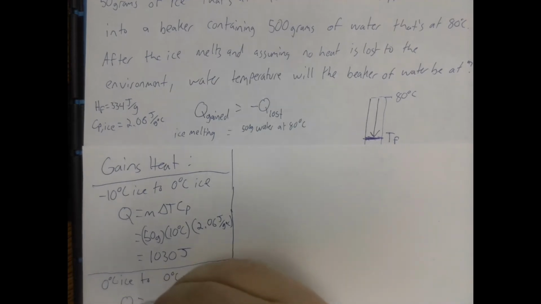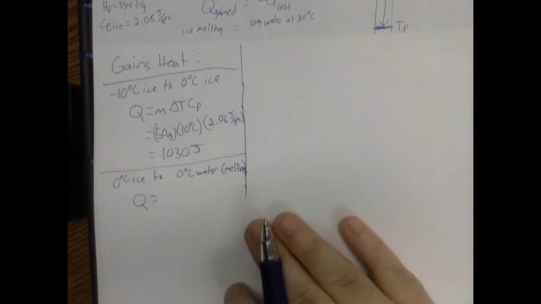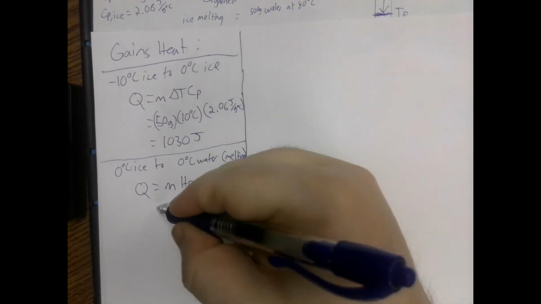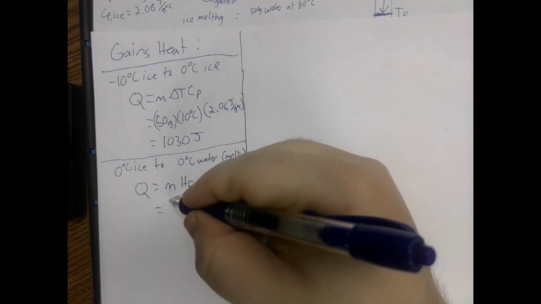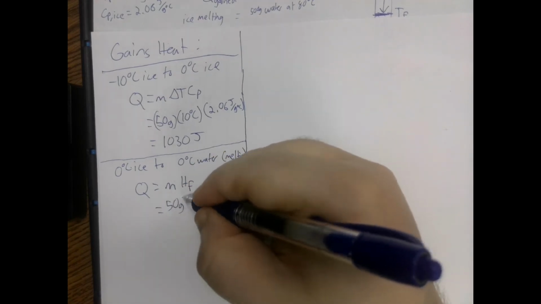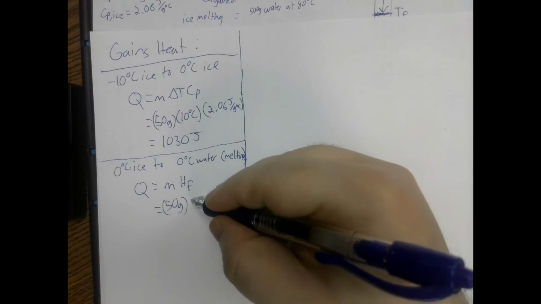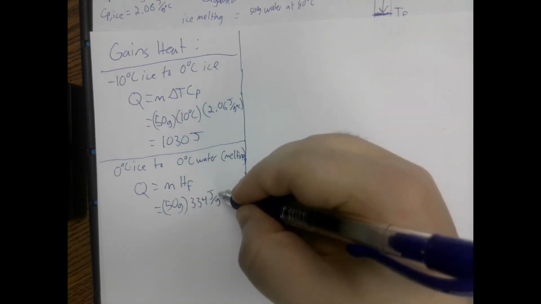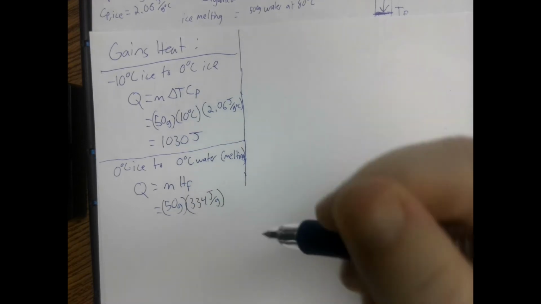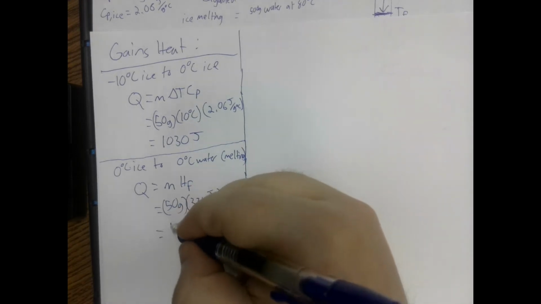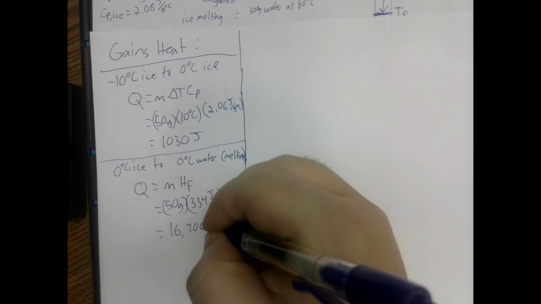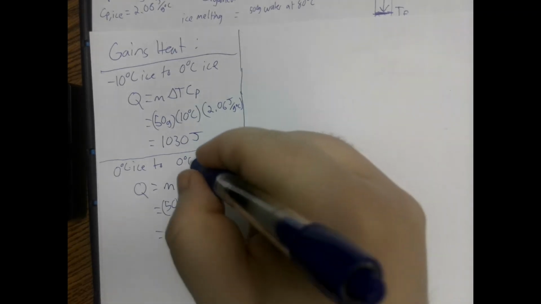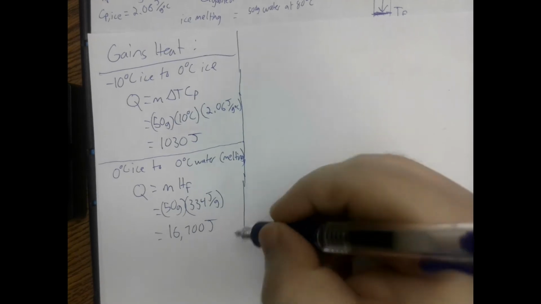Now we use this equation: mass times heat of fusion. So our mass is 50 grams. Our heat of fusion is 334 joules per gram. And now we get 16,700. Note that even though I made the error, I just had the wrong title up here.